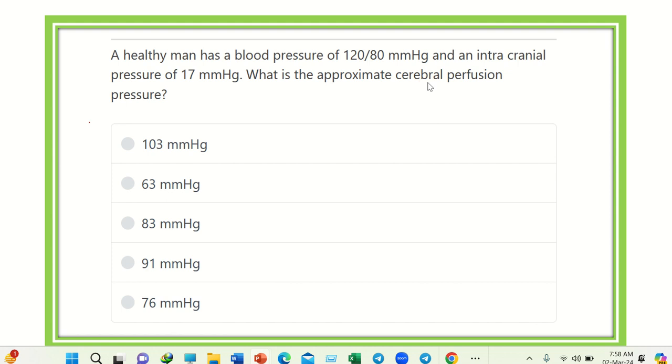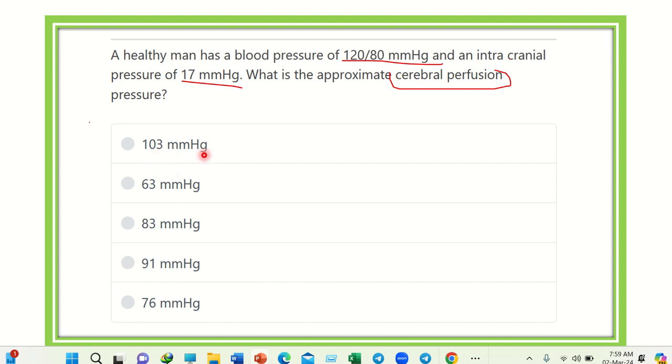So we have to find out the cerebral perfusion pressure. That means the pressure which is required for circulation of blood in the brain, or perfusion in the brain. So this is the normal blood pressure, which is 120/80 millimeter mercury, and intracranial pressure, which is 17 millimeter of mercury. So we have to calculate the cerebral perfusion pressure. Here we can see the options.